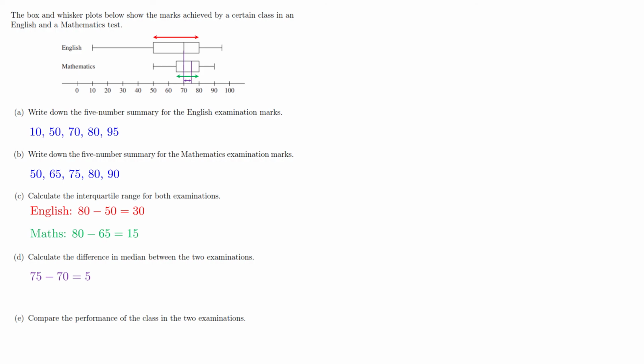Right, so you can say things like that, right? Maybe English got the higher max mark, but maths had the more consistent class performance there. Okay, you can put as much detail in there as you like, depending on how much we're after, really. But that's how you'd interpret and read these things.